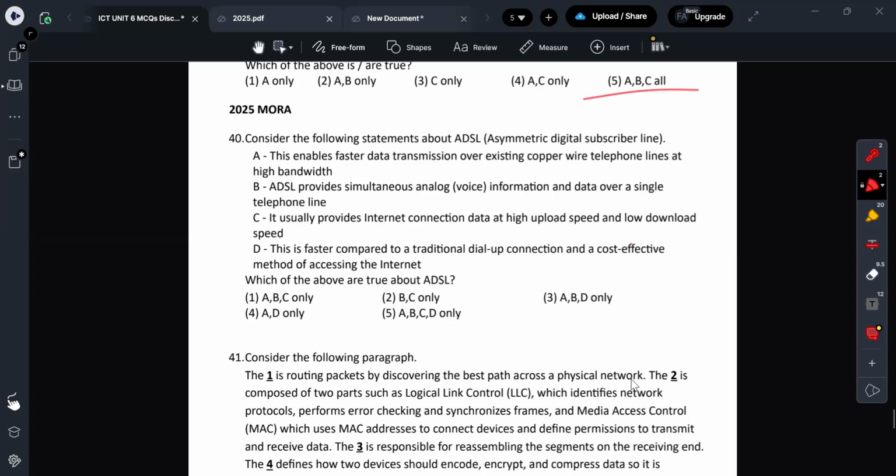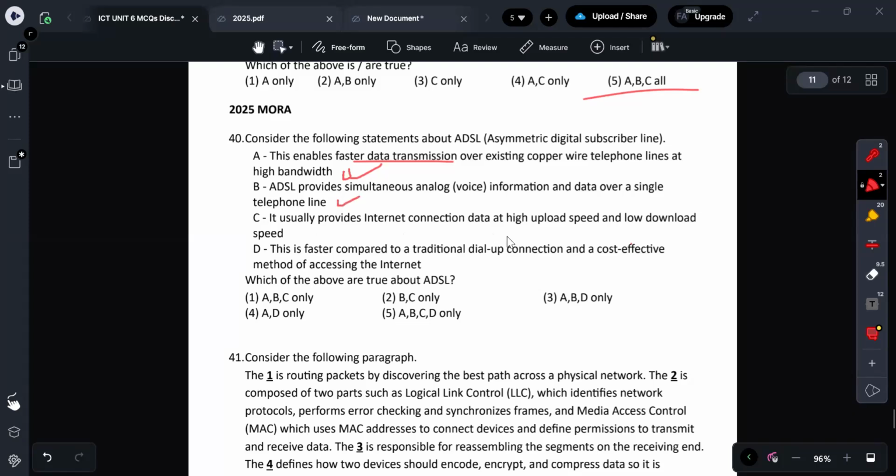Then we have again the ADSL and DSL. This enables faster data transmission. Again, a similar question. Yes, it provides simultaneous analog voice information and data over a single telephone line. It uses frequency division multiplexing to allow simultaneous voice, meaning analog, and data transmission. This is also the same question they have repeated, no?